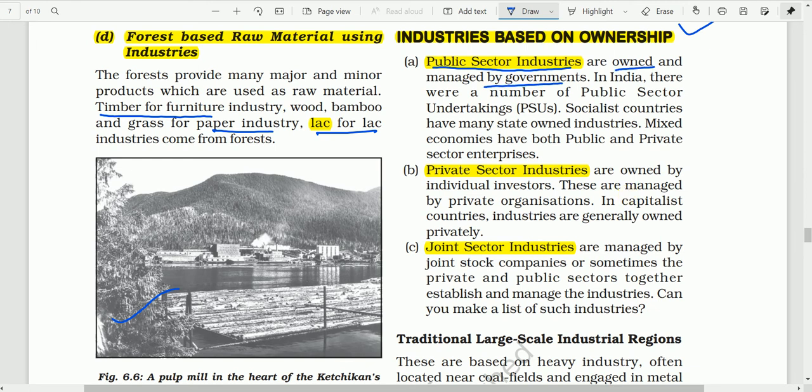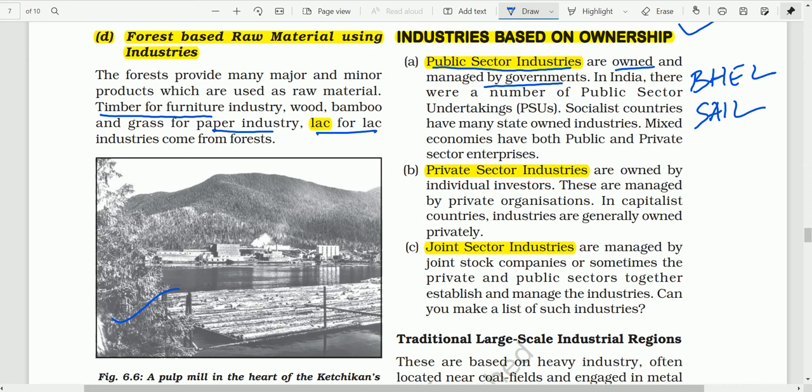In India, there are a number of public sector undertakings. So socialist countries have many state-owned industries, and mixed economies have both public and private, like India. In case India has a mixed economy, and we have public as well as private sector industries. So we have examples of public sector industries like BHEL, that is Bharat Heavy Engineering Limited. We have another example like SAIL, Steel Authority of India Limited. So all these are public sector undertakings in India.